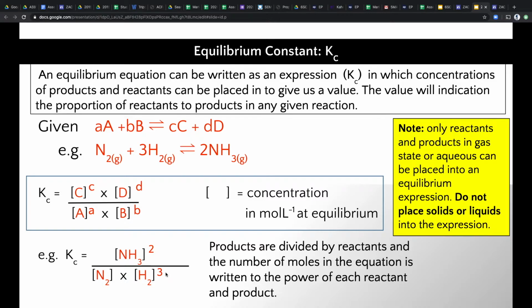And this was a little picky thing I mentioned last year, but it's really important today. Only reactants that are gases or aqueous are included in these expressions. We don't include solids or liquids because their concentrations don't change.